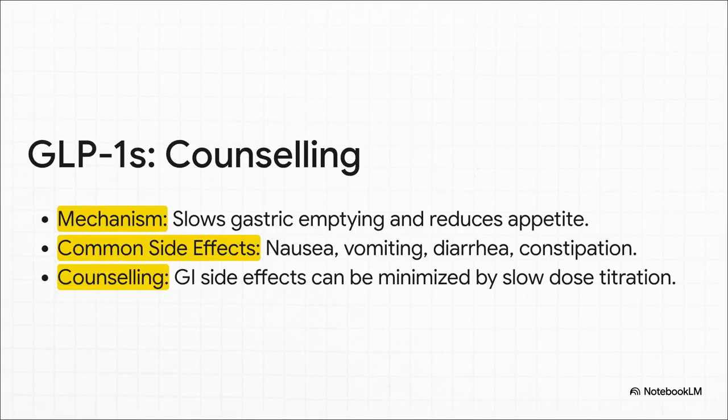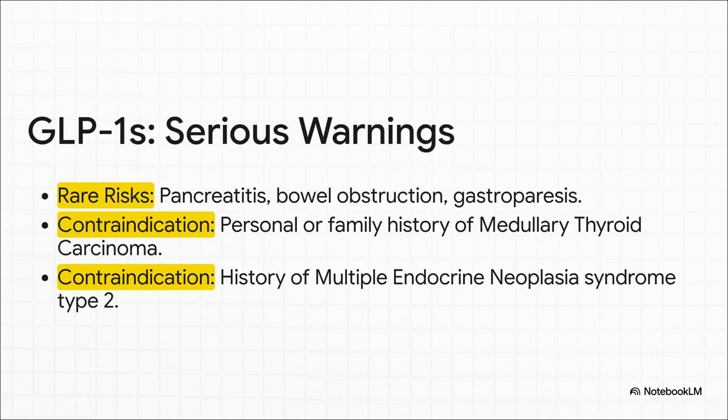Okay, so the primary counseling points for GLP-1s really revolve around managing those very common GI side effects. Nausea, vomiting, diarrhea. They're pretty much expected. Emphasizing the absolute necessity of a slow dose titration is the key to improving tolerability, which in turn improves adherence and long-term success. You also need to counsel on the rare but serious risks. While the absolute risk is pretty low, patients should definitely be aware of the signs of things like pancreatitis.